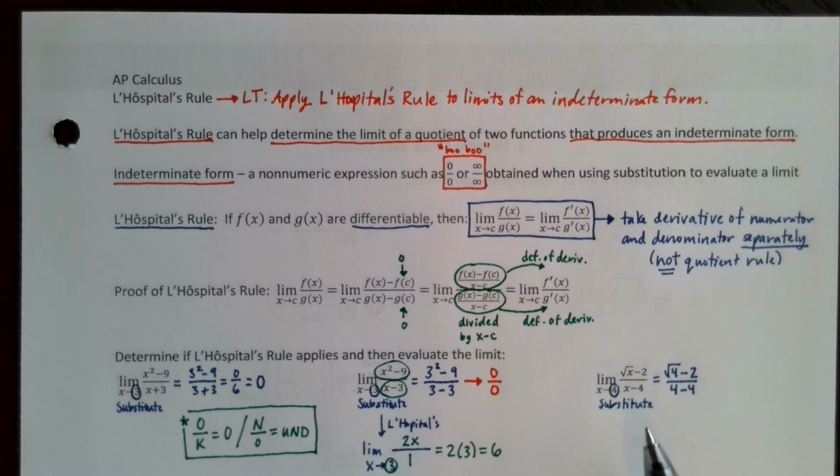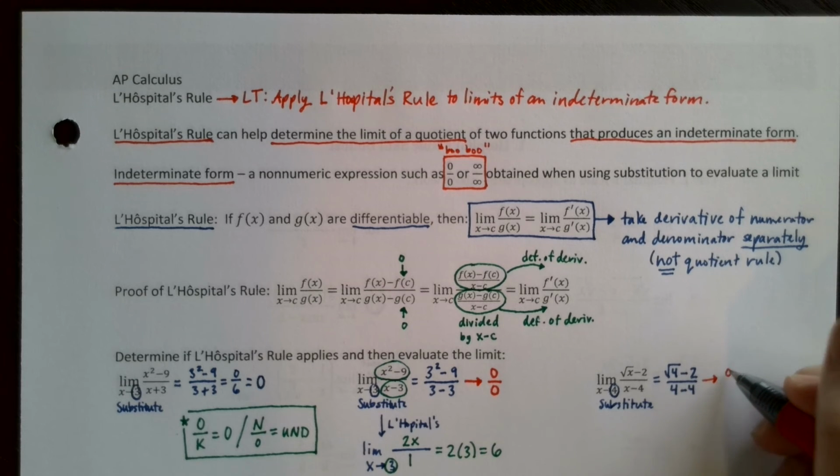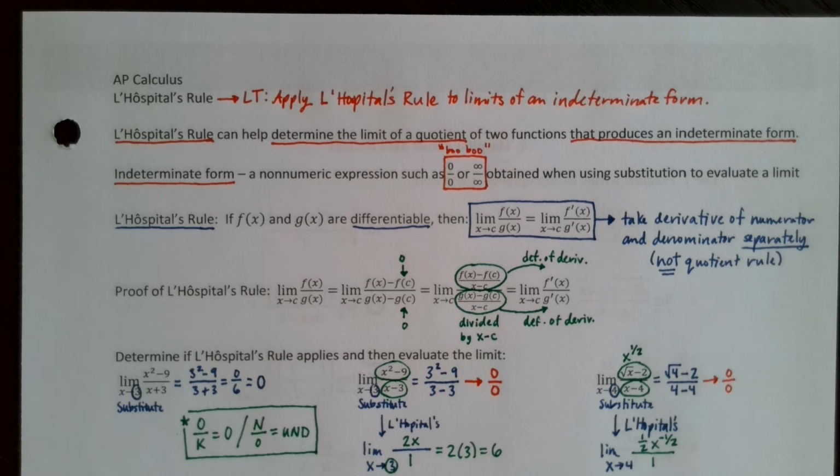As we start the third example, we're going to start with our first strategy, which is always to substitute our limit value. We get the square root of 4 minus 2 over 4 minus 4. Thinking ahead really quick, I do see that I'm going to get a 0 in both the numerator and denominator. So I don't want to write equals. I'm going to write that it goes to 0 over 0. And so I'm going to need to rethink and try L'Hopital's rule on this instead.